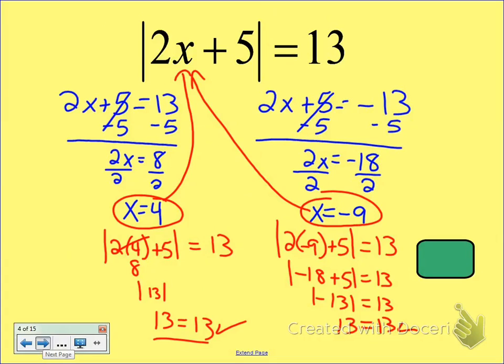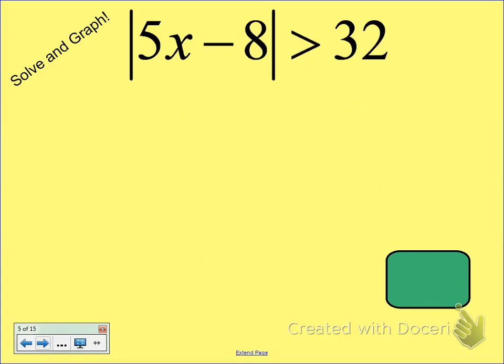And next one, there we go. Solve and graph. So now we have the absolute value of 5x minus 8 is greater than 32. So we're going to combine two of our previous problems, an absolute value problem and a graphing on an inequality line problem. So same thing happens here. You need two inequalities. So you have 5x minus 8 greater than 32.